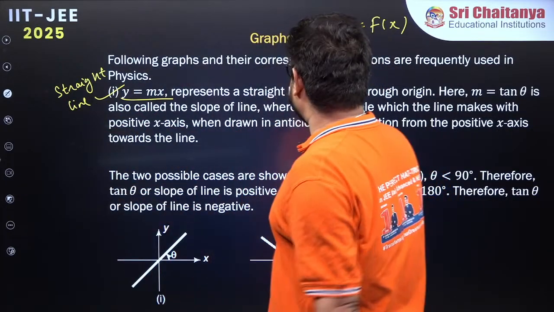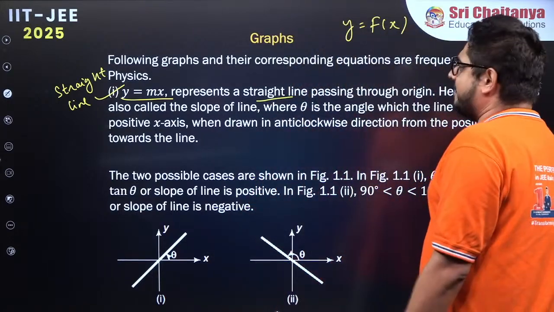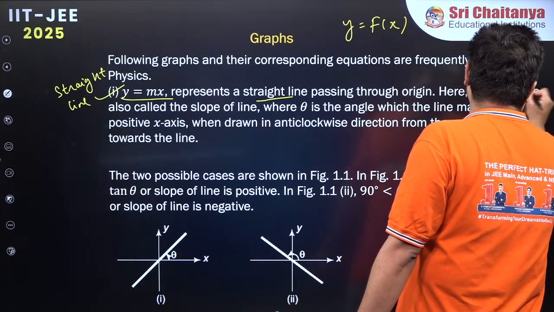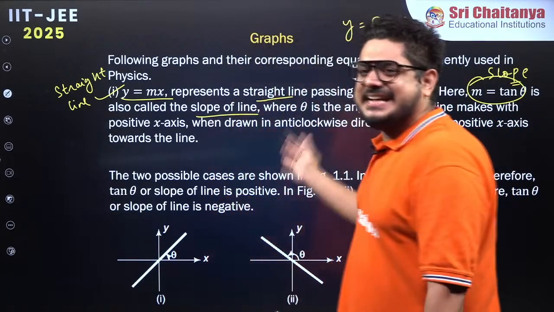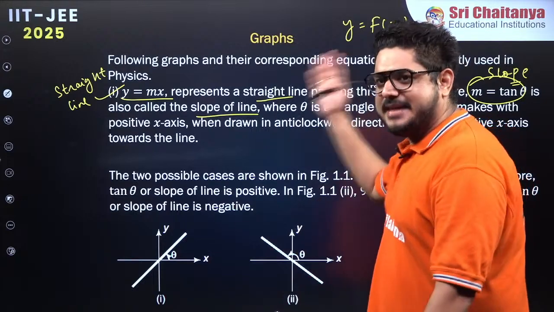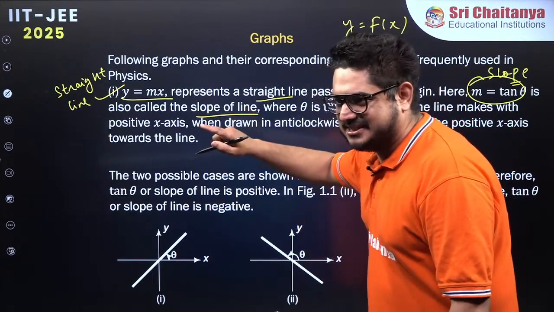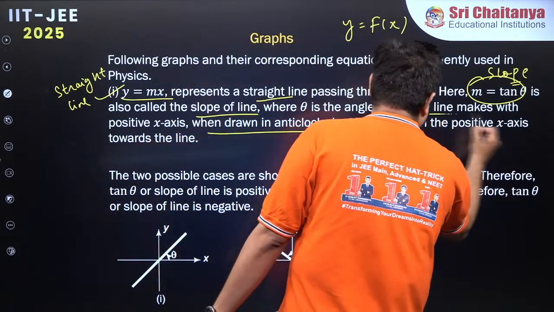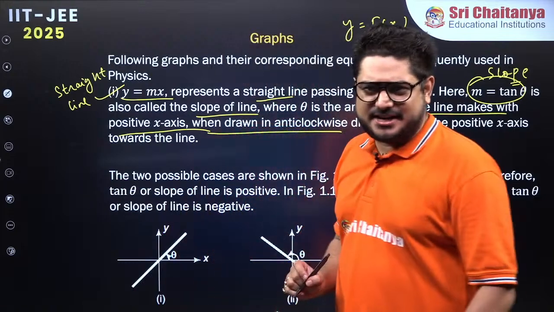So y = mx represents a straight line passing through the origin, where m = tan θ. What is this m = tan θ? This is the slope. m = tan θ means the slope. Okay, that's what is being given, where θ is the angle which that straight line makes with respect to the positive x-axis. So it's in the anti-clockwise direction, I will say.